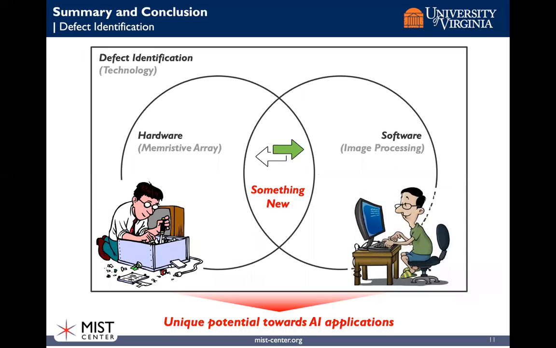To summarize my talk, we have combined a hardware system and a software algorithm to process the data, which is the defect identification process. But we believe this system could be used not only for defect identification, but also for various applications toward artificial intelligence of things. So we just probed one of the potentials for its use in many different fields.